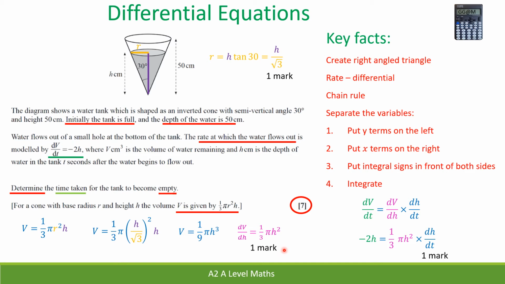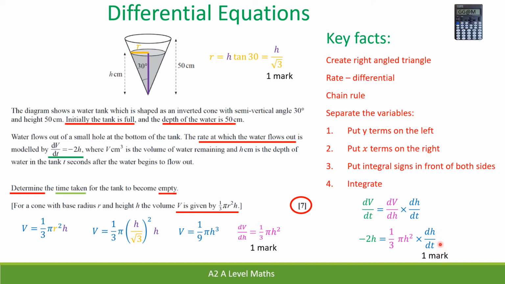From here, I could substitute in my dV by dt, which is minus 2h. And I could substitute in my dV by dh, which is 1/3 pi h squared. This will give you your third mark in the exam. So make sure that you've said where you're using the chain rule and how you are substituting in. And once we've got this chain rule, we can now see we've got an expression entirely in terms of h. And we're going to have to work out the value of t.